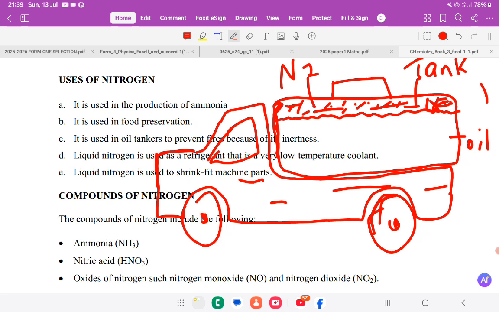So to prevent such fires, the top space of the tank is filled with nitrogen to ensure that the oil does not get in contact with oxygen, which is necessary for starting a fire. This process of covering the oil with nitrogen so that it does not get in contact with oxygen is called blanketing.